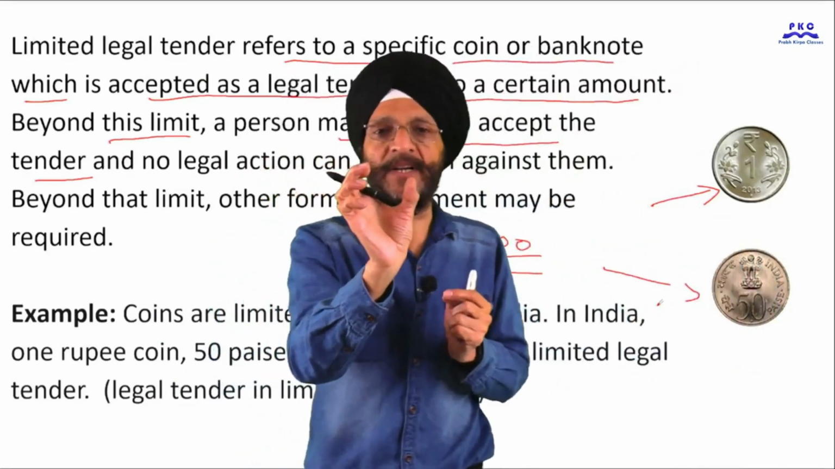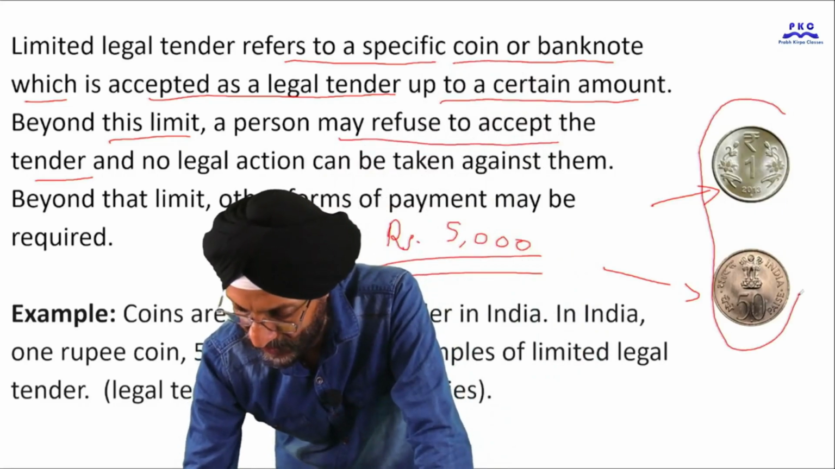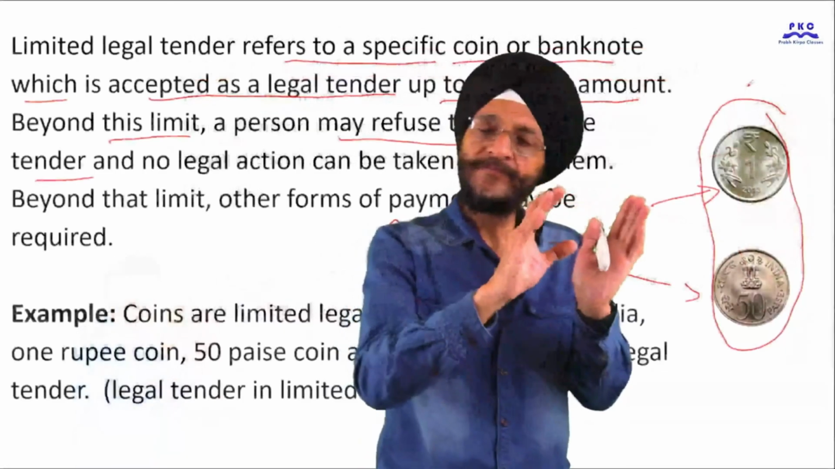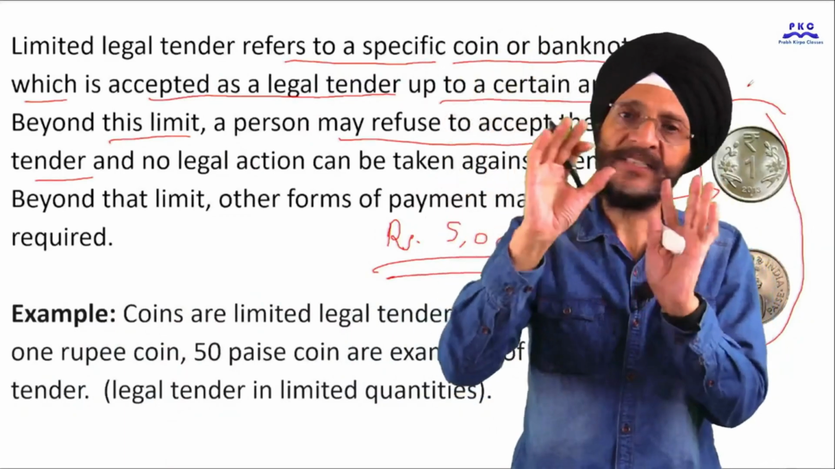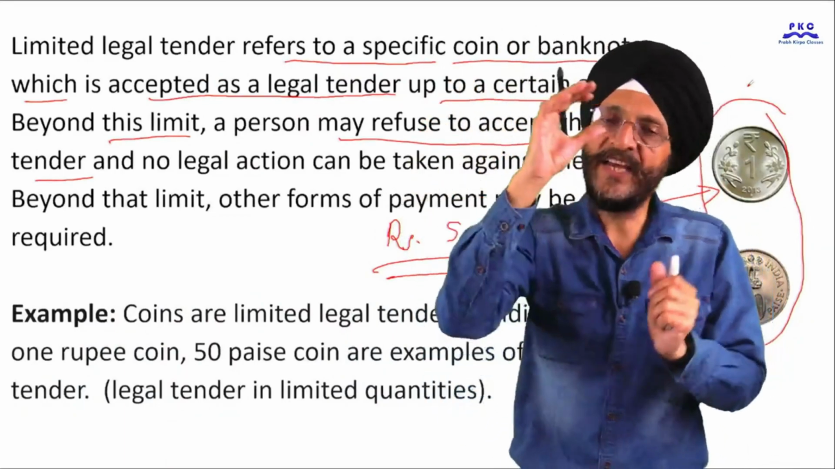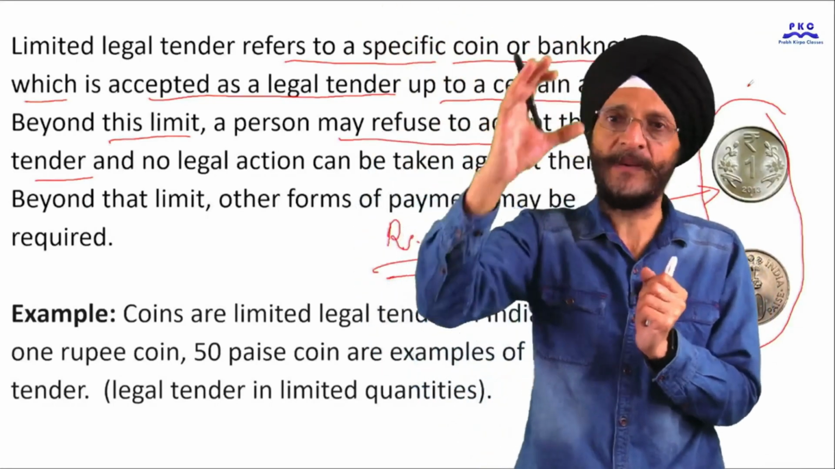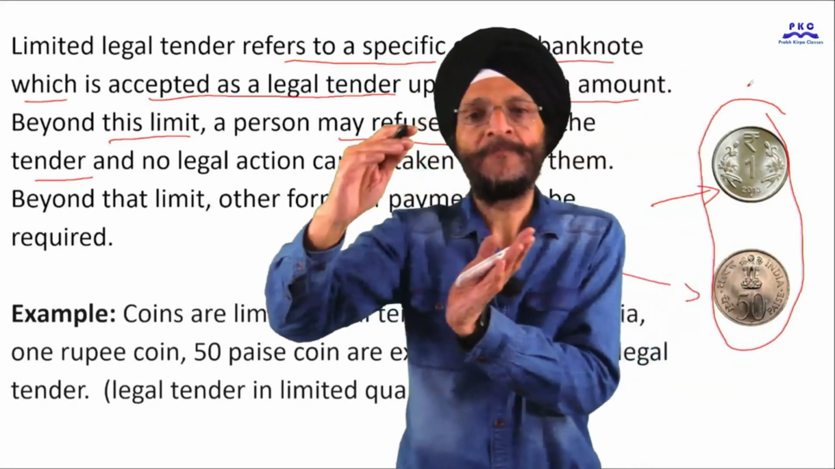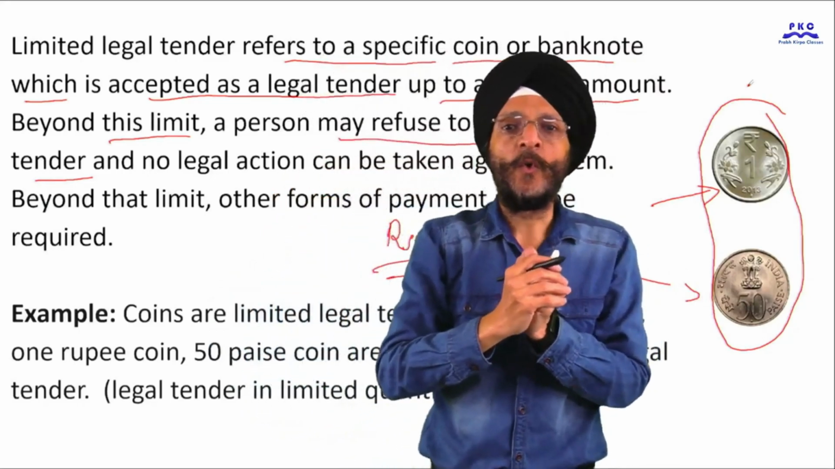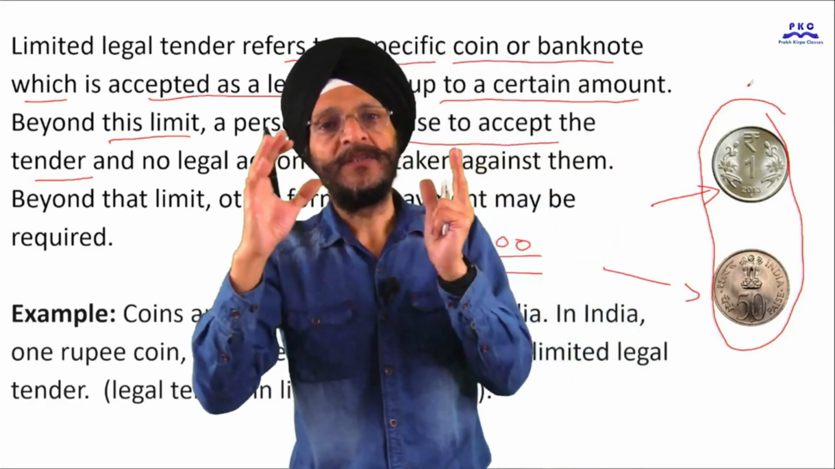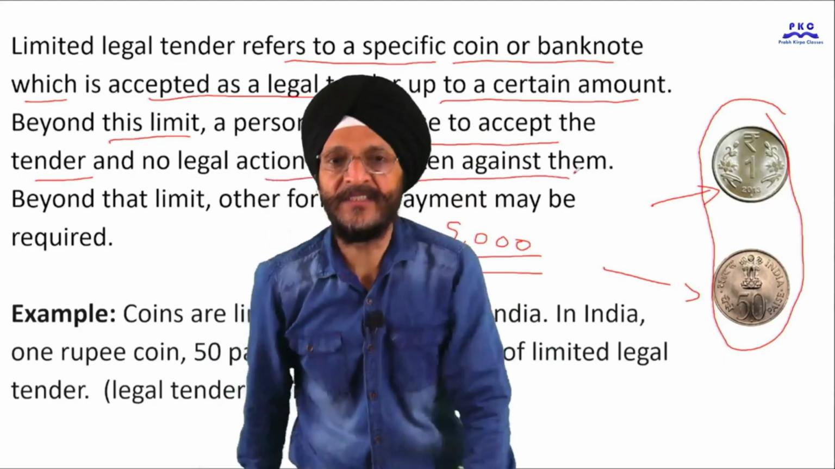Up to a certain limit, up to a certain amount, these coins are acceptable by the shopkeeper or sellers or the persons or any individual. These are acceptable up to a certain amount which has been prescribed by the government or central bank. Up to a certain amount, these are acceptable. But beyond that limit, you cannot force the seller or any individual to accept these coins, and no legal action can be taken against them.